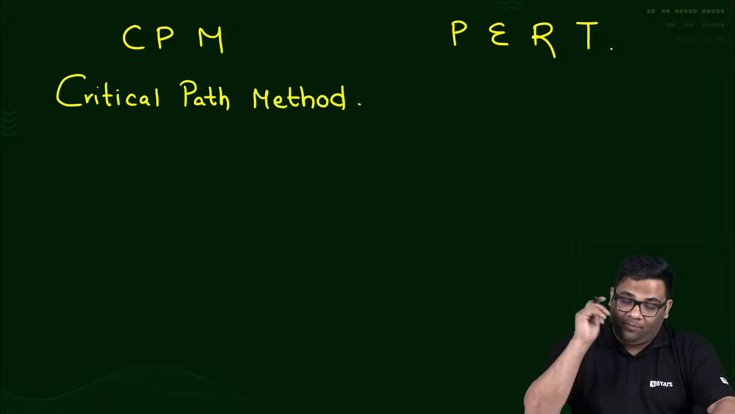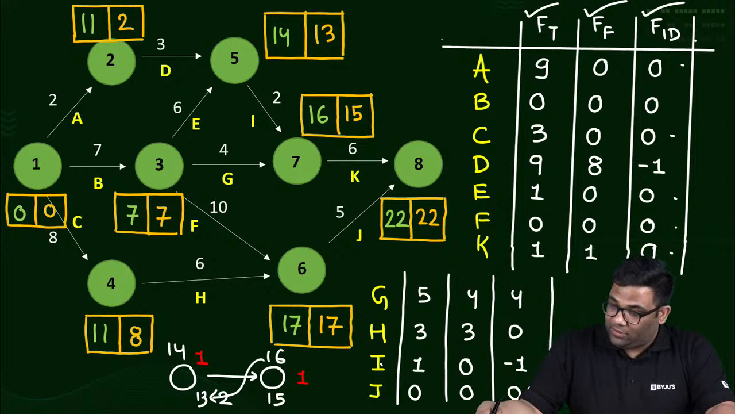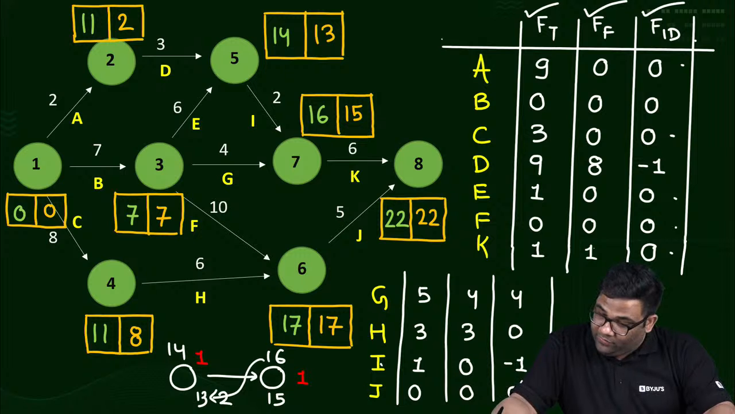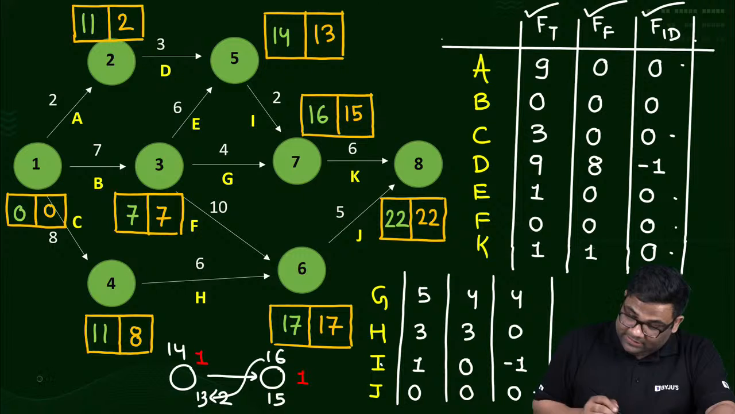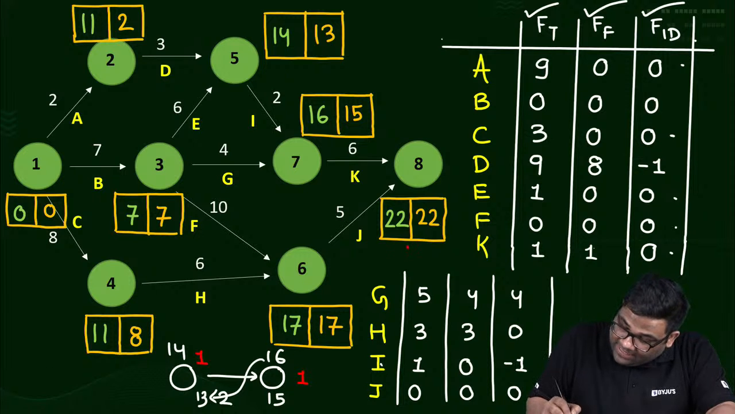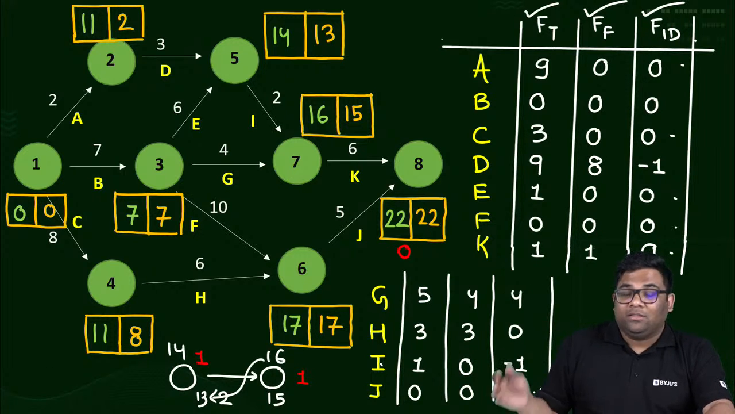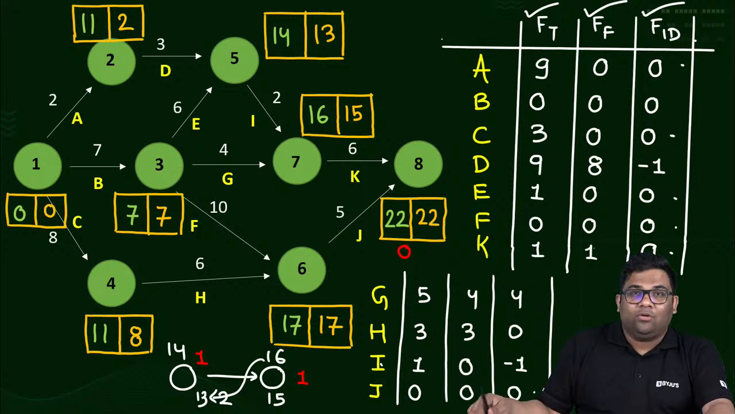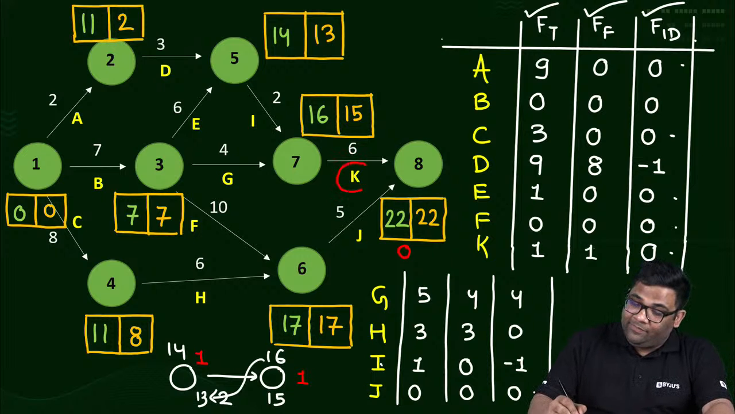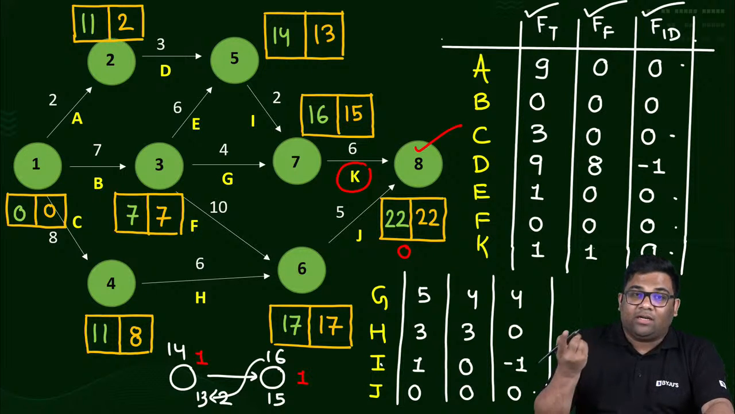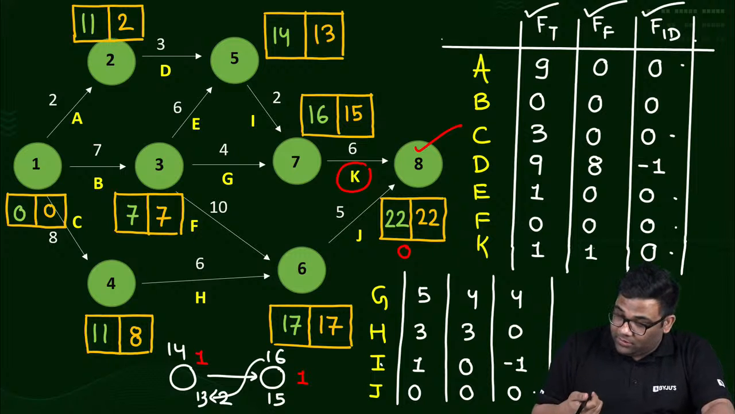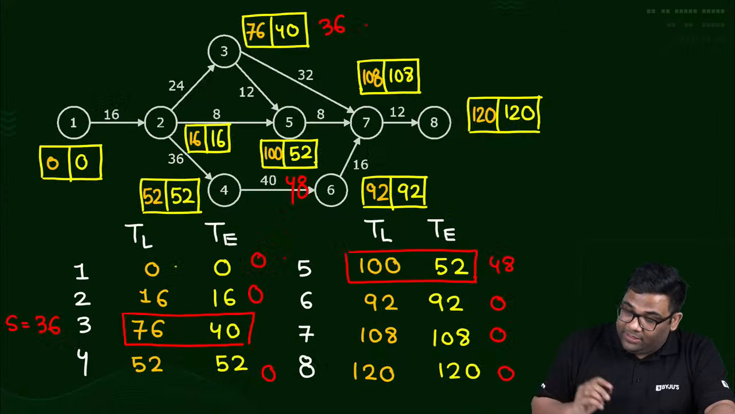Free float of K is 0. How will it be 0? See, what is the head node slack? Head node slack is 0. For the K activity, this is the head node. Head node slack is 0 and total float is 1. So total float 1 minus head node slack 0 is 1. Okay, very good. Now, coming back to theoretical questions.